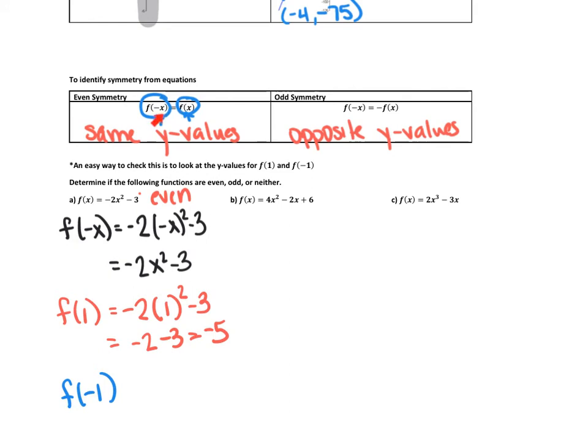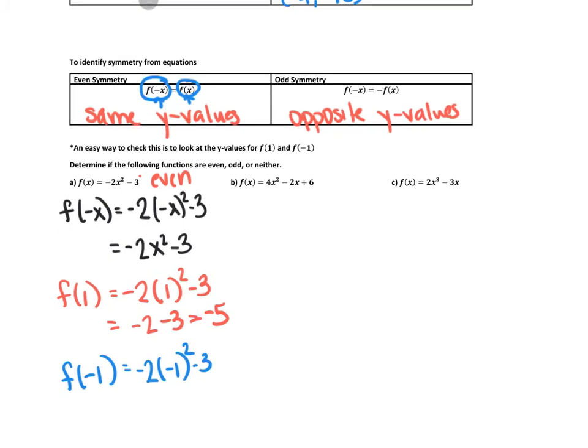So notice I'm plugging in opposite x's. First part of the definition says to plug in opposite x's, and then evaluate your y's. So here I'm going to do -2 times -1 squared minus 3. When I evaluate this equation, again, I'm going to get -1 squared, that's +1 times a negative 2 is a negative 2, minus 3 is negative 5. I get the exact same y values when I plug in 1 and negative 1. So again, because I get the same y values, that tells me that this function is also an even function.